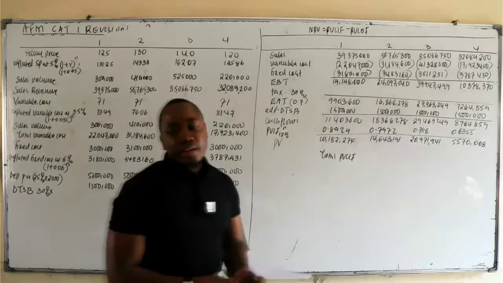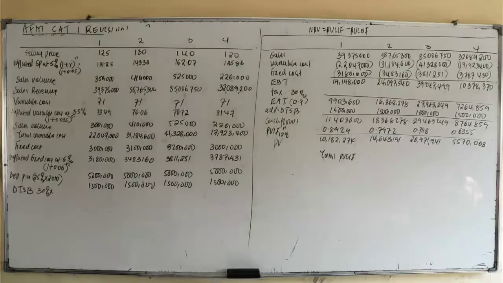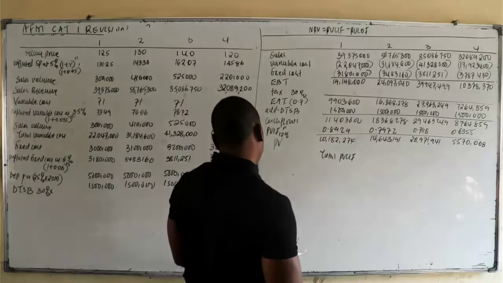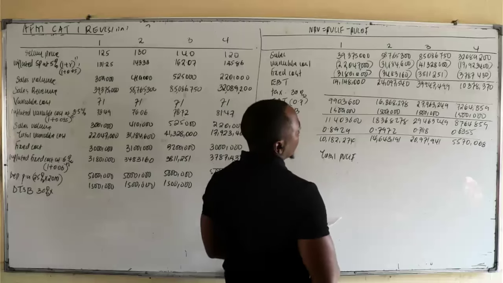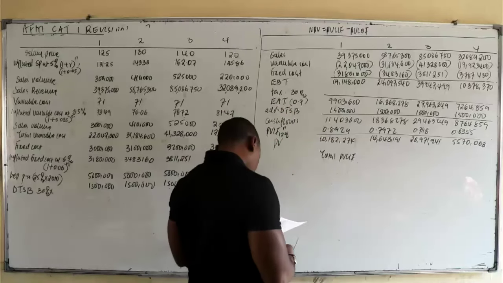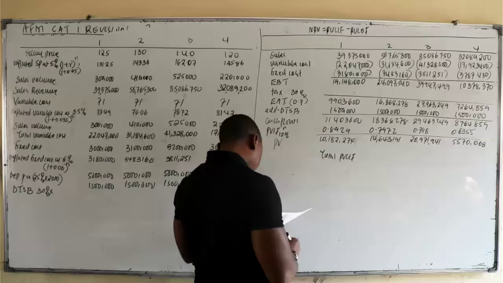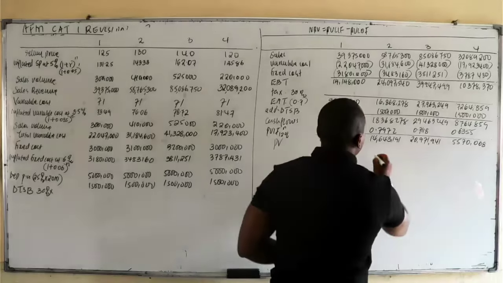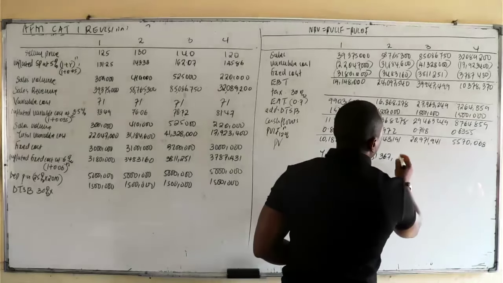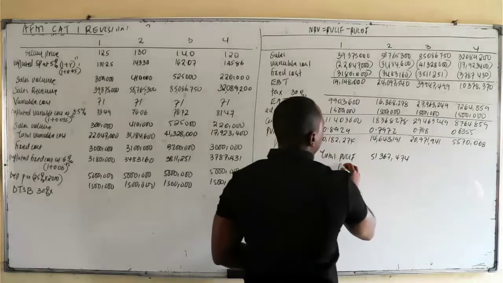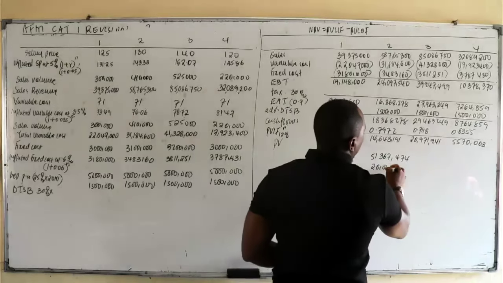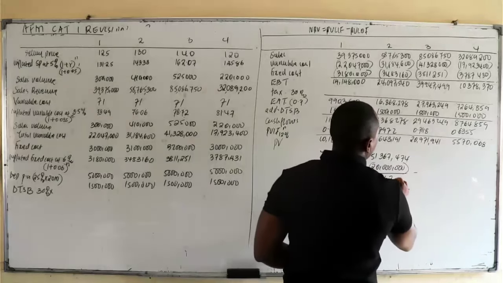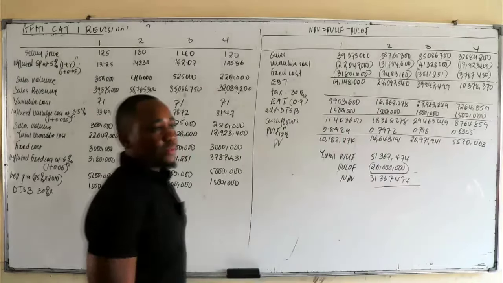So we had the total for the 4 years. $51,367,474. Then to get NPV, that's the present value of cash outflow. Was it 20 million? Good. And therefore, the net present value is that 1,367. Can take a screenshot.